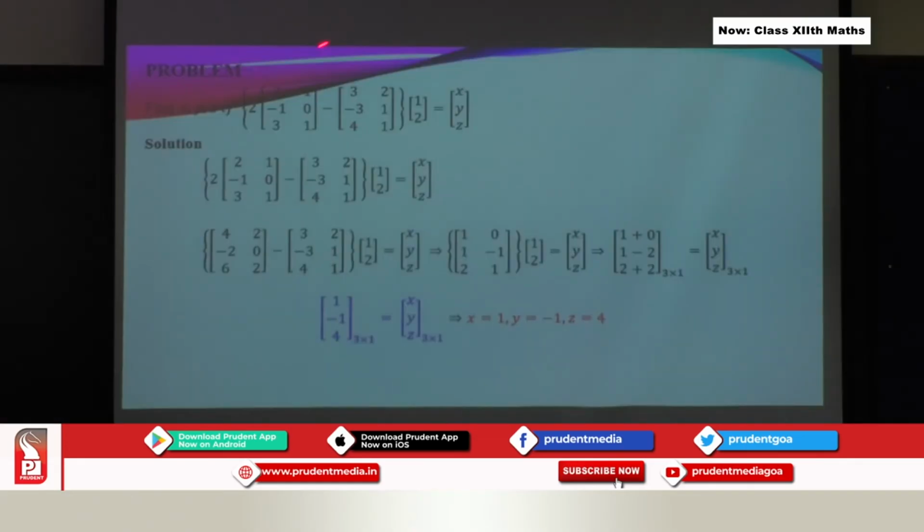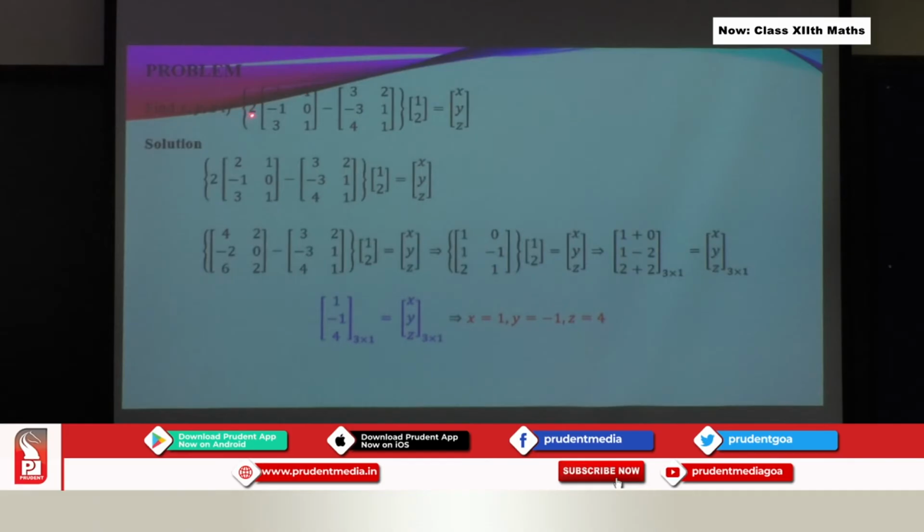Now here, the next kind of problem. Find x, y and z if you get here, see, this kind of equation. Now here the BODMAS rule comes into the picture. What does your BODMAS rule say? You need to solve brackets first, right? So you can see there are two matrices here in brackets. So what I will do first is solve those matrices.